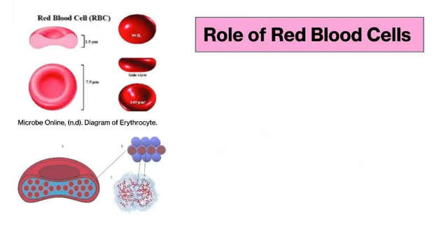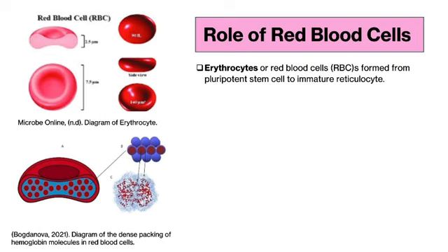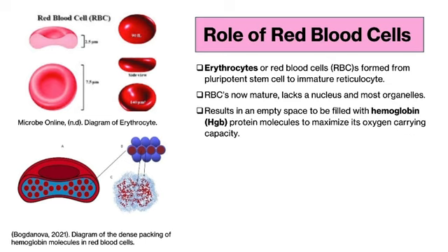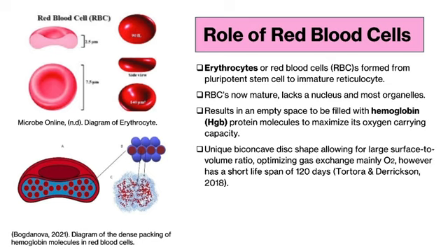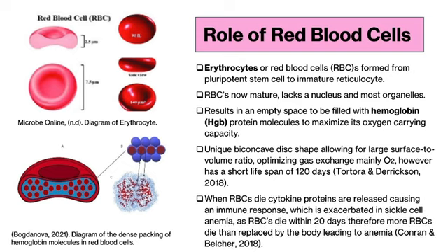Erythrocytes, commonly called red blood cells, are formed from pluripotent stem cells, which mature to lack a nucleus and most organelles. This clears a way to be filled with hemoglobin molecules, providing a maximum oxygen carrying capacity. In addition, its unique biconcave disc shape allows for a large surface to volume ratio for optimal gas exchange of oxygen and carbon dioxide, and provides the much needed oxygen for cellular respiration.